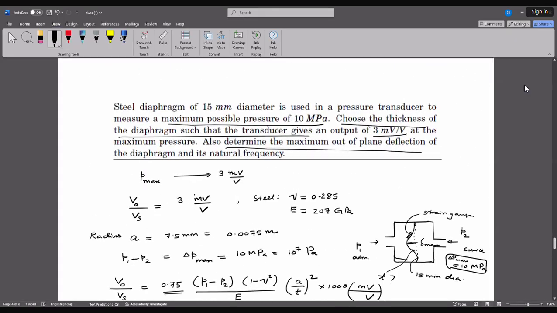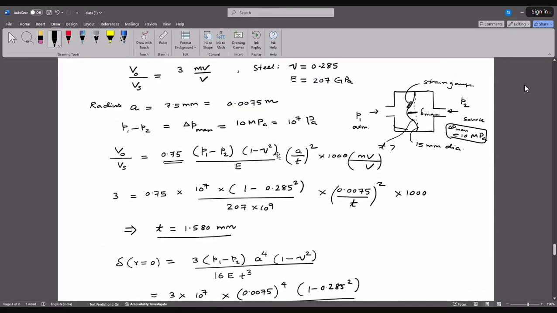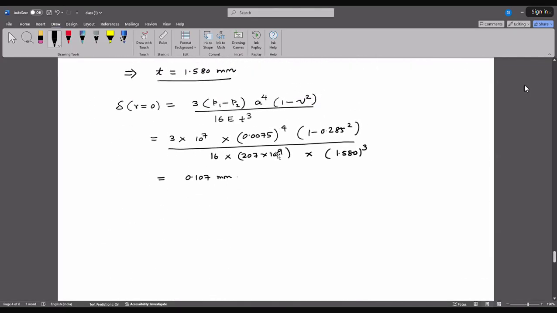The last bit is that it is asking for the natural frequency. Again, this formula is also given to you. The natural frequency of the membrane Fn is 469 E divided by square into E divided by rho into 1 minus nu square root.